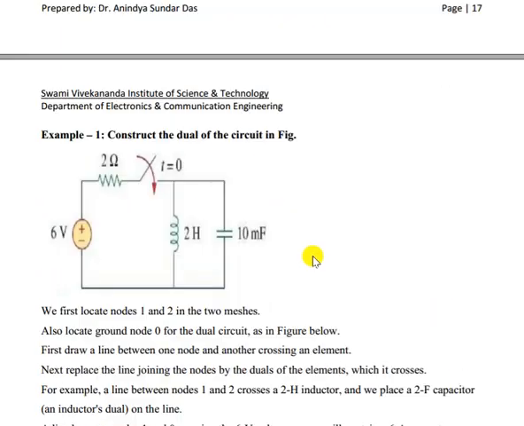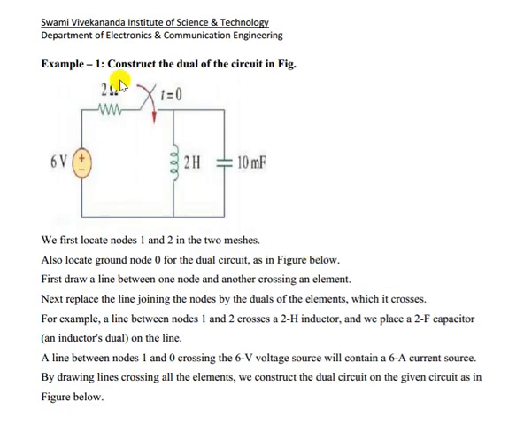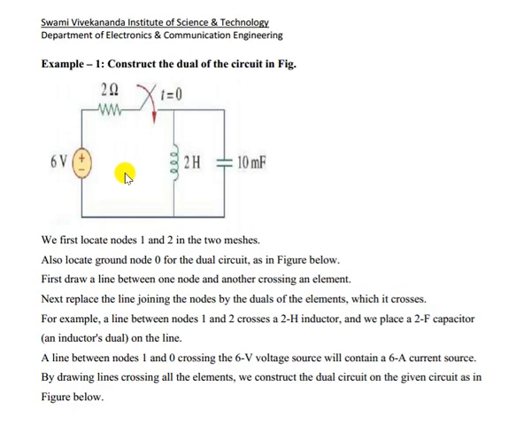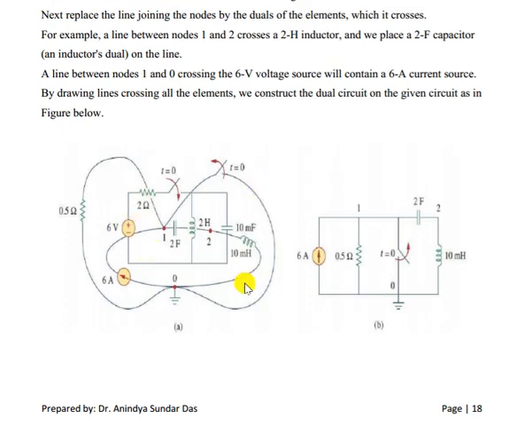Okay. So suppose this is a circuit, we can make a dual of this circuit. Now how can we do that? For any circuit, how many meshes are there? Two. So we have two nodes and another node, that is the reference node. So this is the circuit. We have two nodes and another node, that is a reference node.